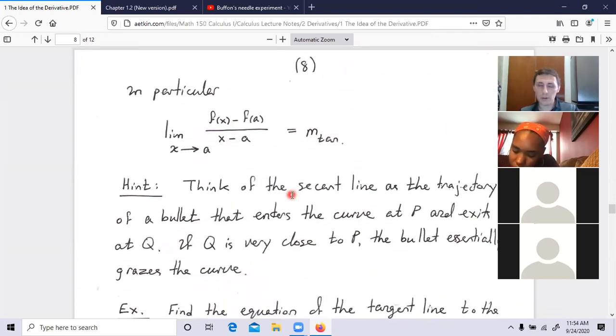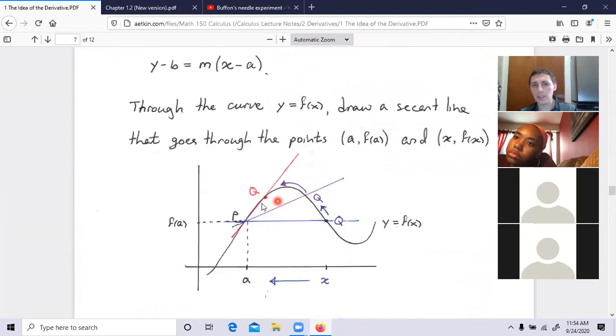I think of it usually as a trajectory of a bullet. Here, the bullet went through the curve and cut quite a lot of this curve, right? But if I make P the entry wound of the bullet and Q the exit wound, if Q is really close to P, it will be more and more like the bullet just grazed you. It did not go through.